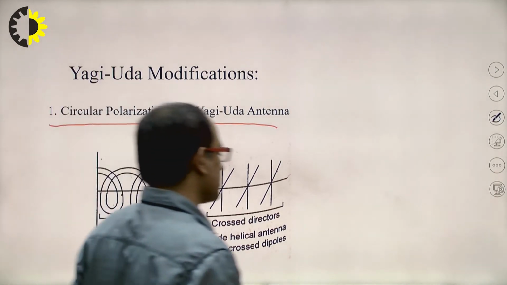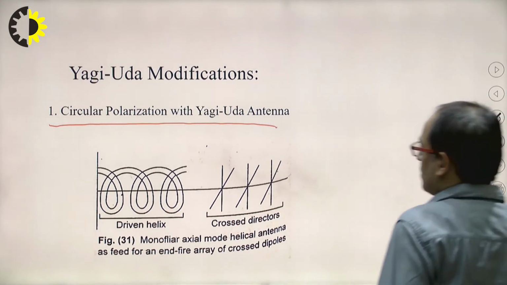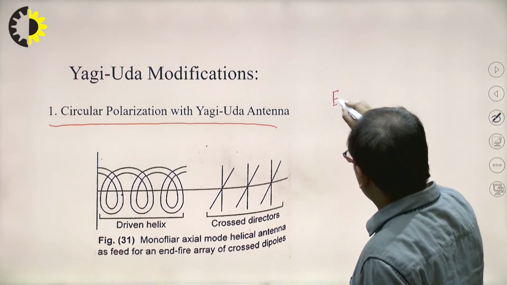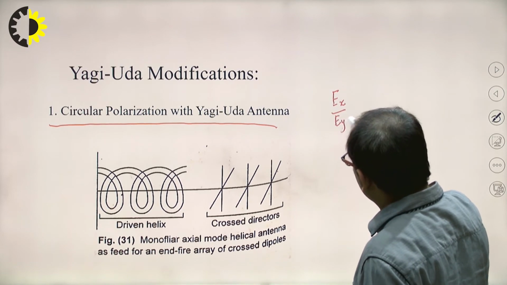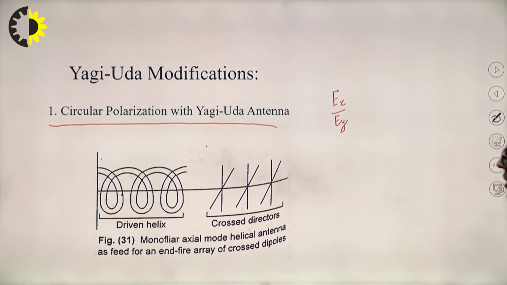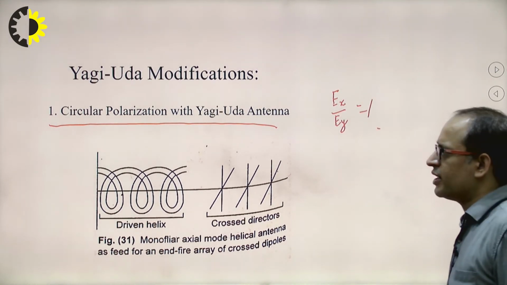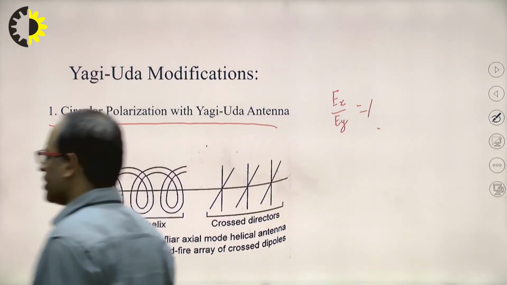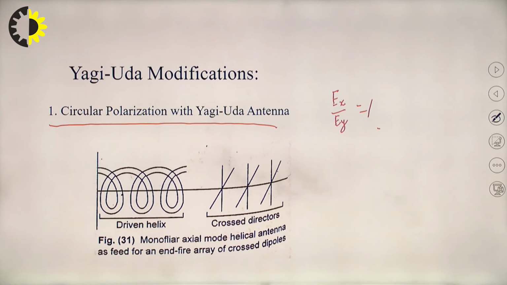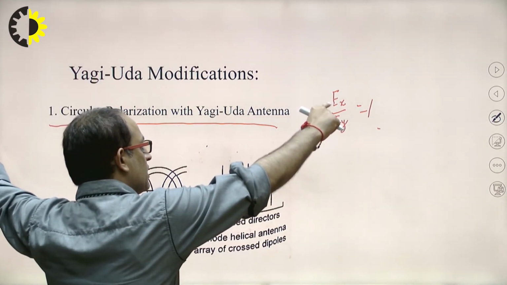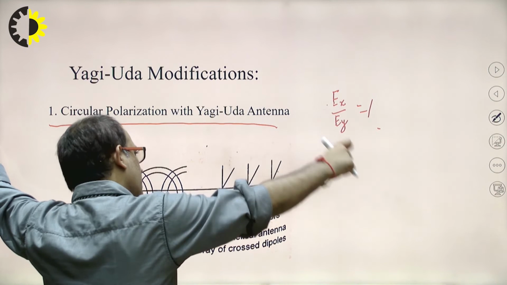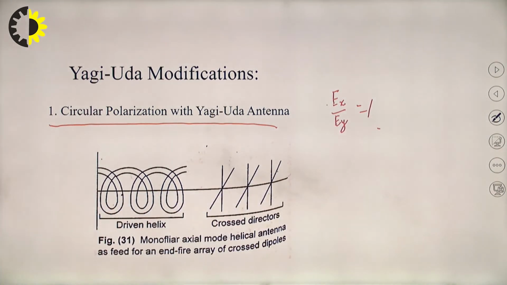What is circular polarization? Circular polarization is where the Ex component and Ey component, their ratio, should be equal to 1. That's why it is known as circular polarization. And for satellite communication, we always prefer circular polarization. Clear? Because even after the polarization is disturbed, the electric field strength in the x direction and in the y direction will always remain the same, even after disturbance due to the atmosphere.